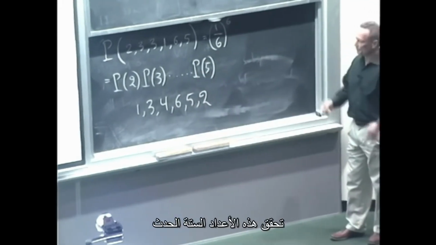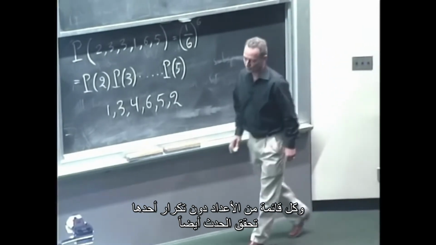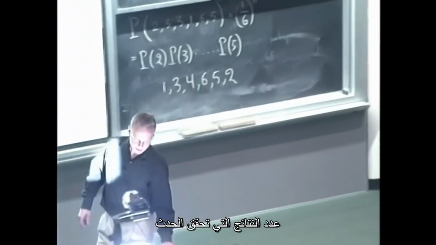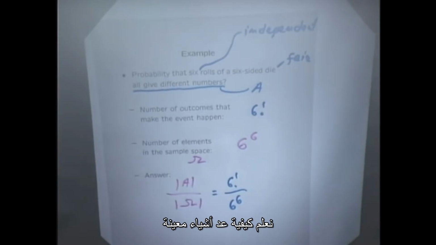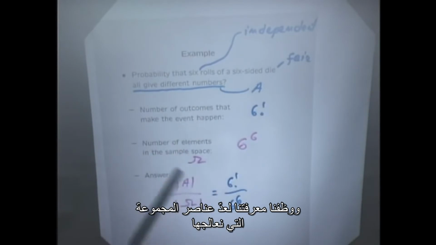Here we have 6 possible numbers, but any other list of this kind in which none of the numbers is repeated would also do. So the number of outcomes that make the event happen is the number of permutations of 6 elements, so it's 6 factorial. And so the final answer is going to be 6 factorial divided by 6 to the 6th. All right, so that's a typical way that one solves problems of this kind. We know how to count certain things. For example, here we knew how to count permutations, and we use our knowledge to count the elements of the set that we need to deal with.